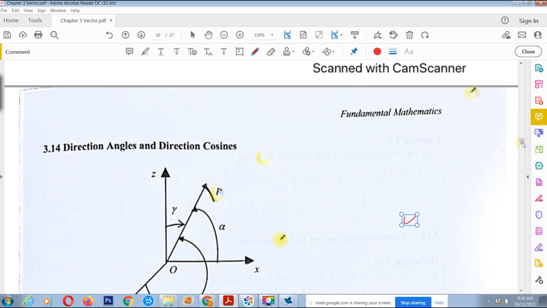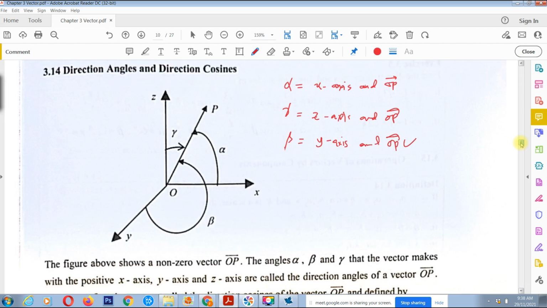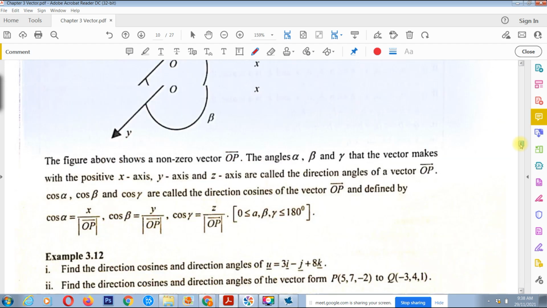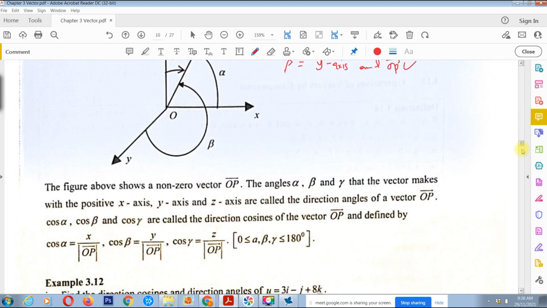For gamma, it is between the z-axis and OP. Beta is from the y-axis and OP. Okay, we have this. So we determine the angles for OP.